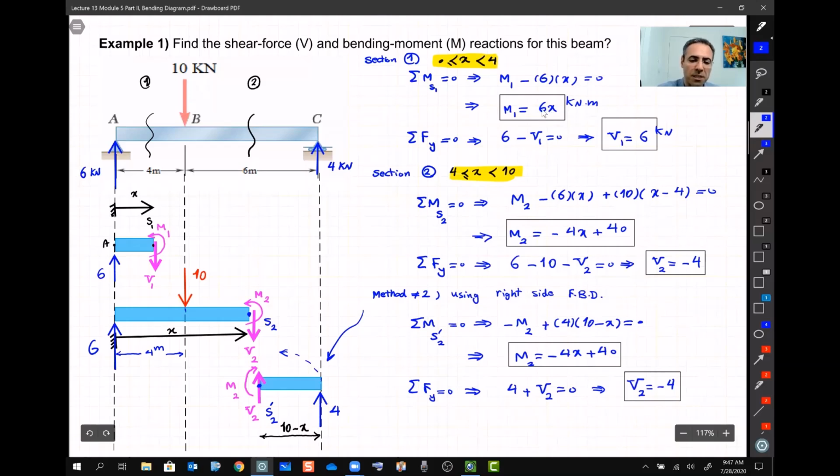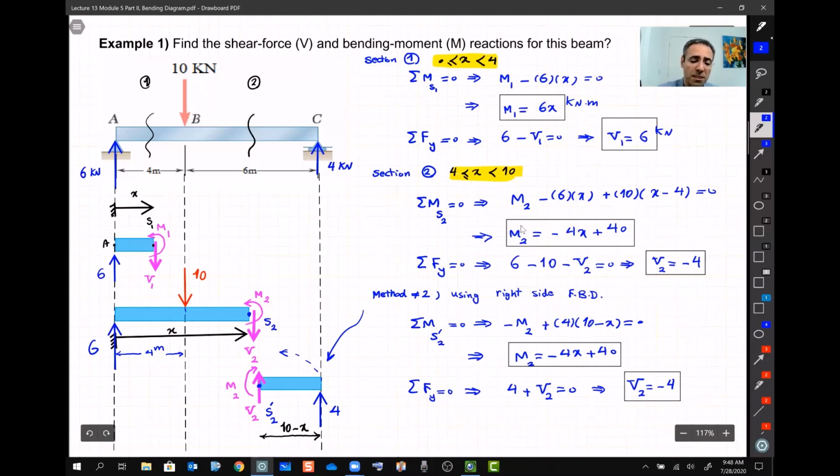It's like an equation, 6x. It means that if somebody puts x equal to 0 at the beginning, M is 0. If he puts x equal to 3 meters, then M1 is another number, and so on. For each x that you substitute here, you're going to get a different number.